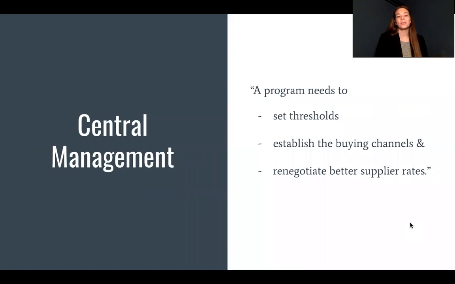A central management system is the best system to implement. This type of program needs to set thresholds, establish a buying channel, and negotiate better supply rates. So these things basically mean that a company needs to have an outline of what this management system should look like, so that employees know how, where, and what to buy.